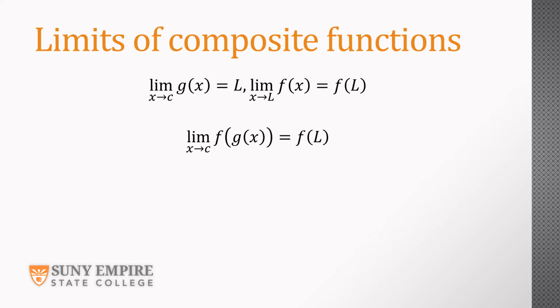One final property for limits involves composite functions. Suppose we have a composite function f of g of x. We know that the limit as x approaches some real number c for function g is equal to L, and that the limit as x approaches L for function f equals f of L. Then the limit as x approaches c for f of g of x is equal to f of L. Let's take a look at an example.